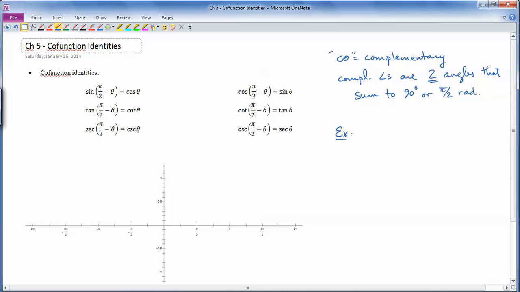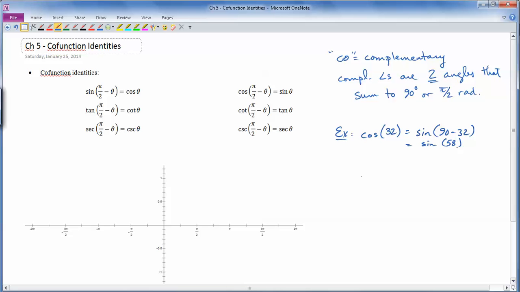So some examples would be like if I took cosine of 32, well, that's going to be the same thing as sine of 90 minus 32, which is 58. There are other values that also work, but sine 58 is one of them.